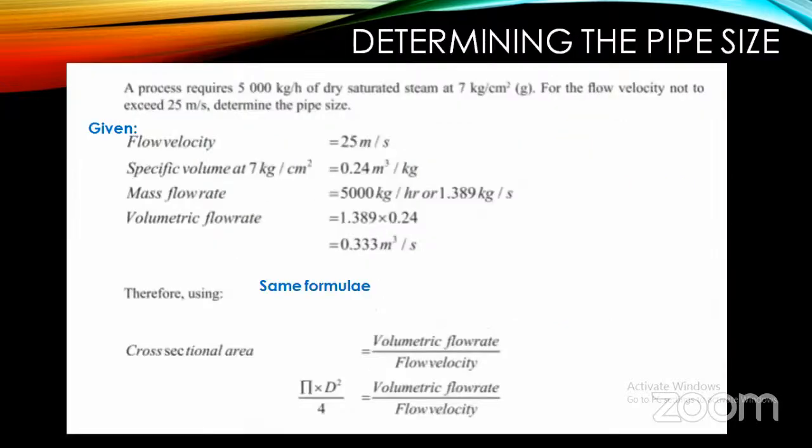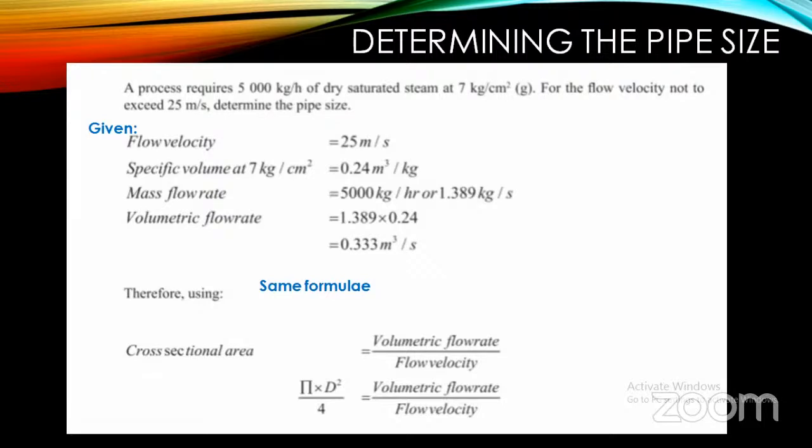And this is another problem. This is also a solved problem in our textbook. This is to find out the pipe size, the diameter. Here the process requires 5000 kg per hour of dry saturated steam. It is the mass flow rate given in kg per hour, so you need to convert it into kilogram per second. It is dry saturated steam at 7 kg per centimeter square. At 7 kg per centimeter square, we can read the specific volume from the steam tables. It is equal to 0.24 meter cube per kg.